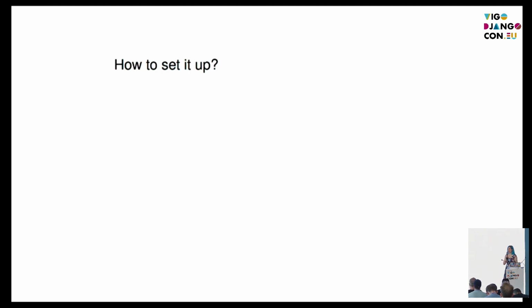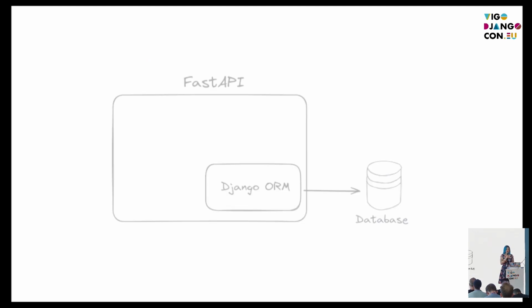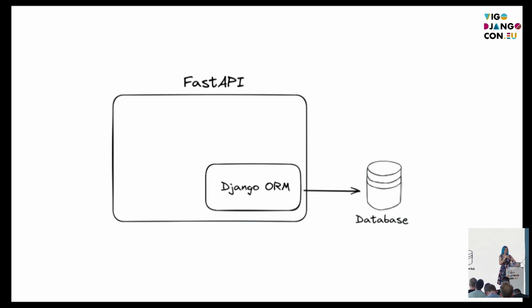So how can we set it up? First, let's have a look at the diagram. We have a FastAPI application, and it utilizes Django ORM for database communication. Where do we start? We are integrating two different frameworks, so we must configure them separately.